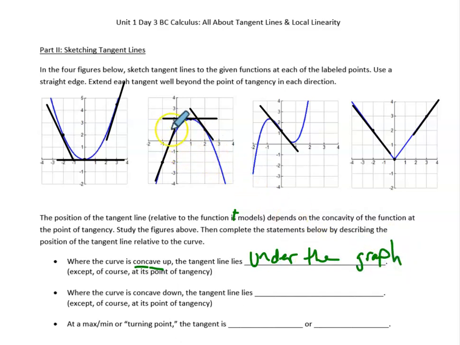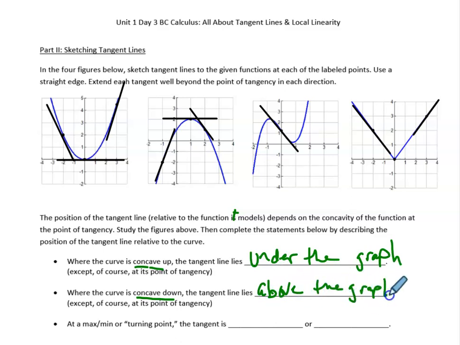Similarly, but conversely, for the second one, we have a concave down function, and the tangent lines are above the graph. Do you see how all the y values of the tangent lines are above the y values on the graph? So when you have a concave down function, your tangent lines lie above the graph.